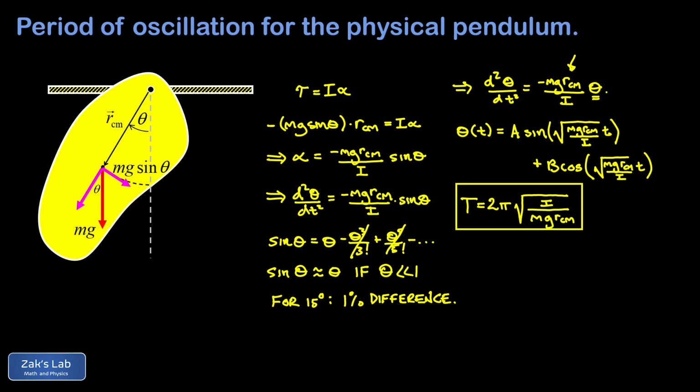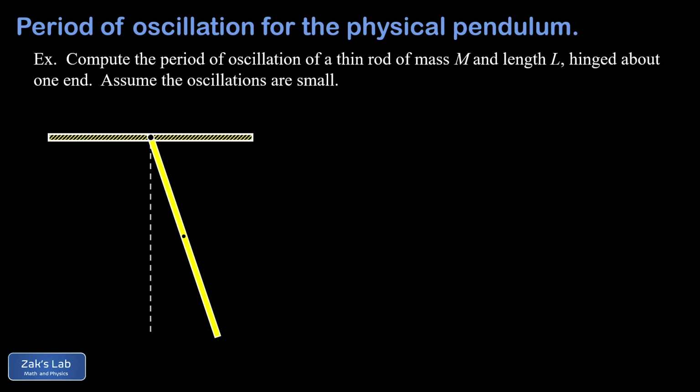So now that we have a formula for the period of oscillation of a physical pendulum, let's apply it to a familiar rigid body. In our example here, we're asked to compute the period of oscillation of a thin rod with mass big M and length big L, where we've hinged it exactly about one of its ends. And of course, we're told to assume the oscillations are small because our formula isn't valid if the oscillations aren't small. So we already determined the period of oscillation of a rigid body is given by 2 pi square root of moment of inertia divided by mg times r center of mass.